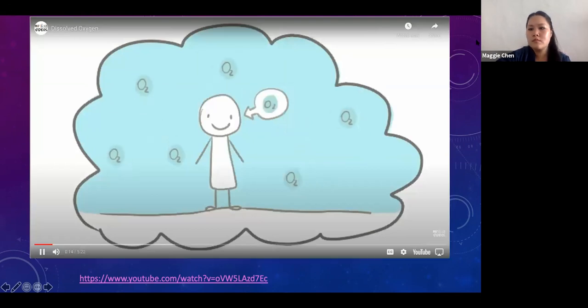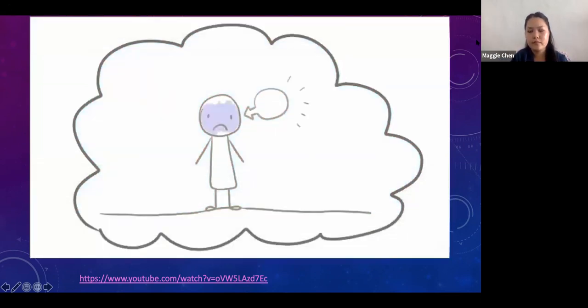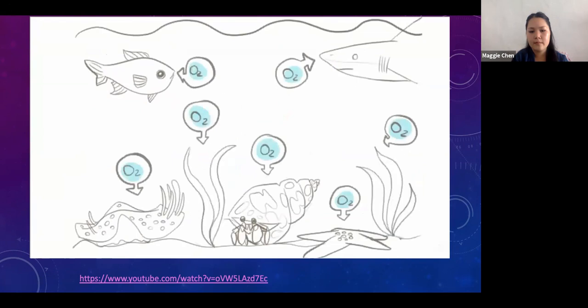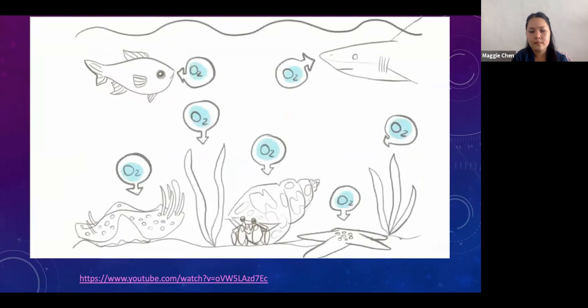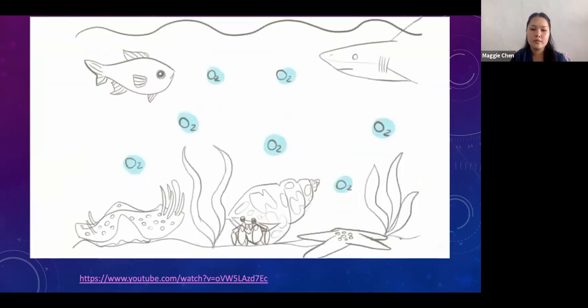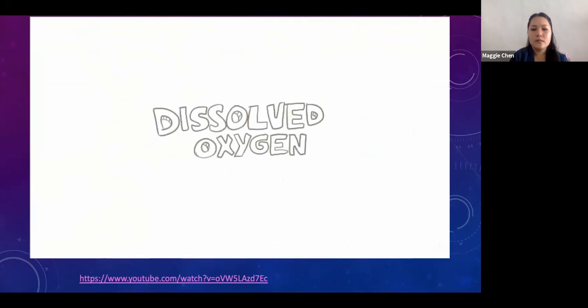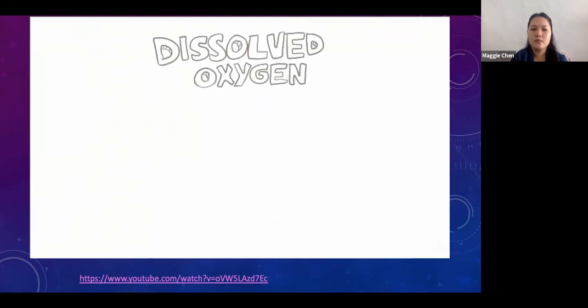Imagine a world where we weren't surrounded by air. Without the oxygen in the air that we breathe, we wouldn't survive very long. But what about animals underwater? They need oxygen too. Where do they get it? The answer is from the water, because water actually also contains dissolved oxygen. Dissolved oxygen is just what it sounds like. It's oxygen that's dissolved in water.